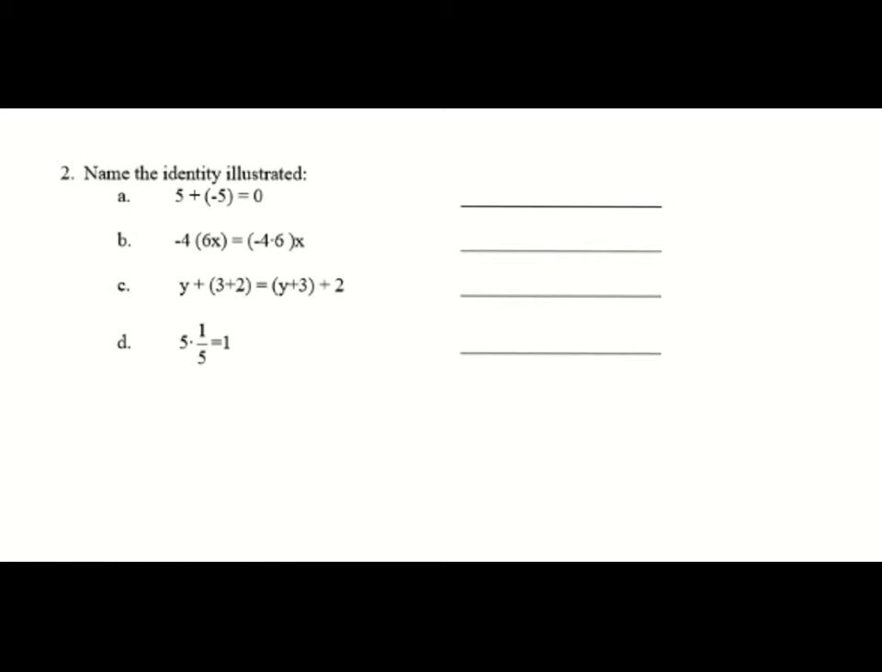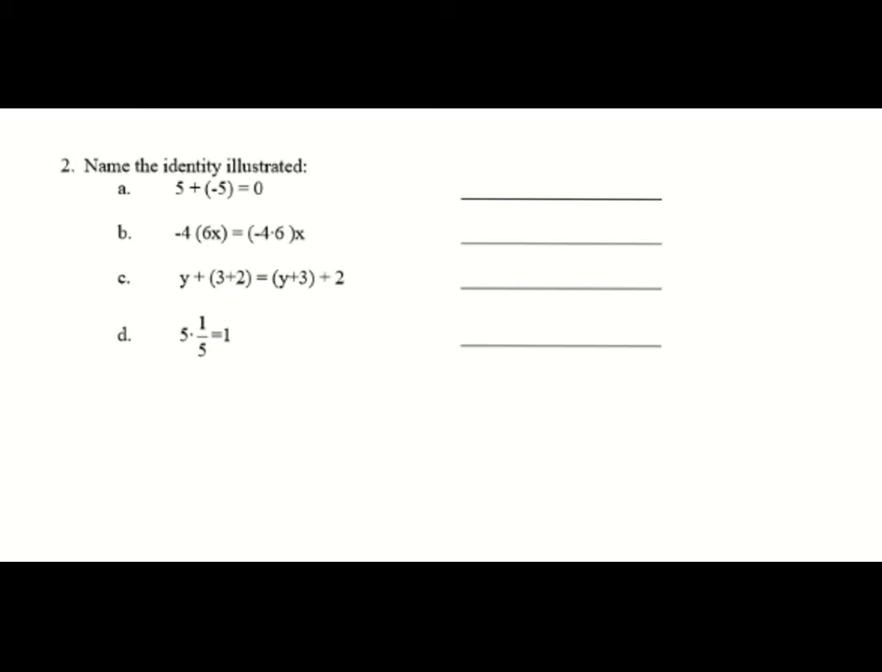All right, so here we're naming the property identified or illustrated. And this is something you may have to do on your test or your quiz. They'll give you a property and ask you to name it. Here, notice we have a number plus its opposite and it equals 0. So that's going to be not your additive identity, but your additive inverse. So that one's the inverse, because I think of inverse like reverse, it goes back to 0.